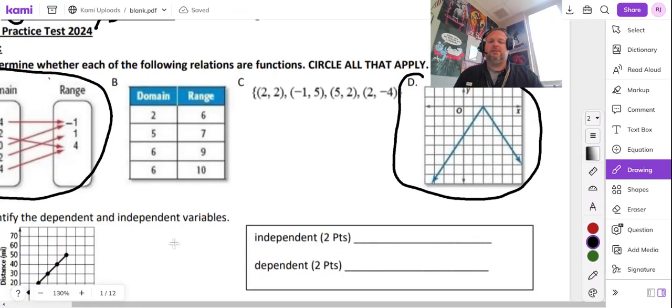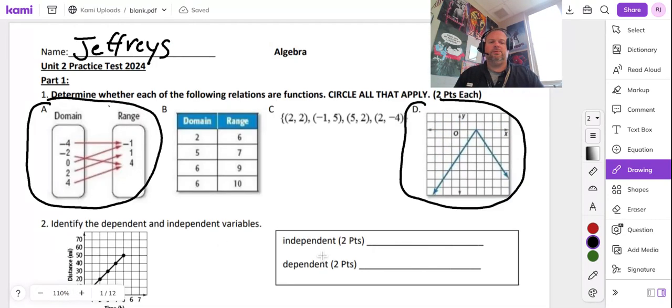Now I put as the point value on here that it's 2 points each. If there's two of them, there's 4 points possible. If there's one, it's 2 points. Hopefully I'll put two. Who knows? We know that sometimes my mental state is iffy, right? We'll just say that. We'll be nice.